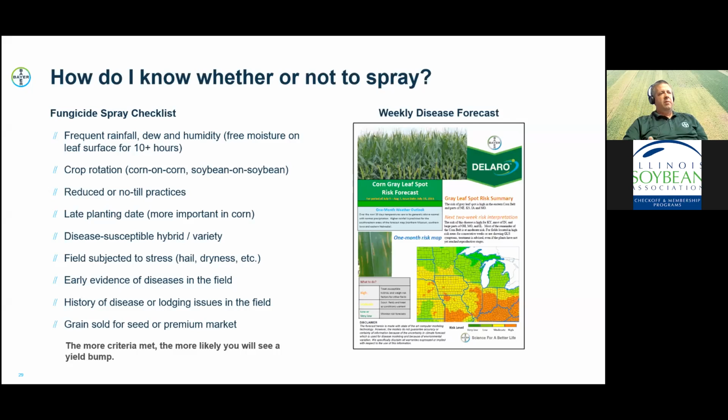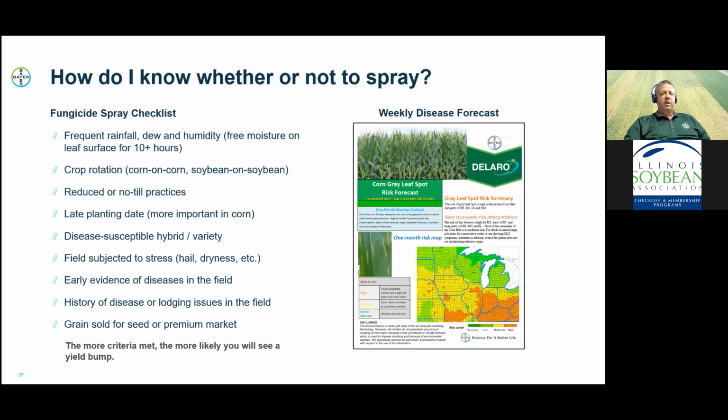And so, obviously, a lot of the fungi that we see being a problem are favored by wet conditions. And so if we have frequent rainfall, high dew, high humidity, if we have free moisture on the leaf surface for 10 plus hours day after day, we're obviously in conditions where we're going to see more fungal development. And so the more of these we have as we go through this checklist, the more probability there is that we're going to see yield benefit from a fungicide application.